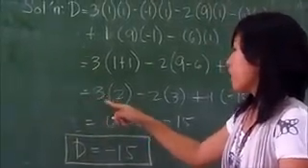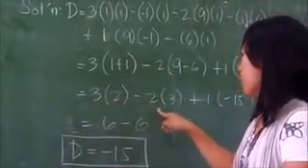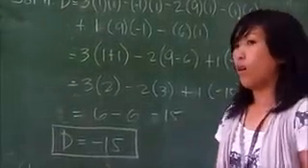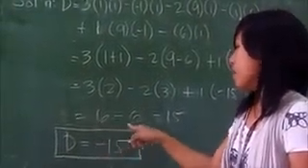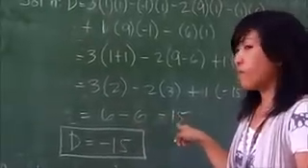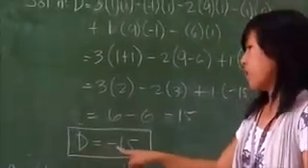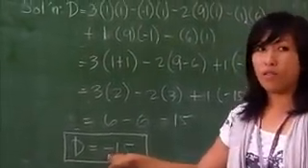which is equal to 3 times 2 minus 2 times 3 plus 1 times negative 15. That is 6 minus 6 minus 15, so the determinant is equal to negative 15.